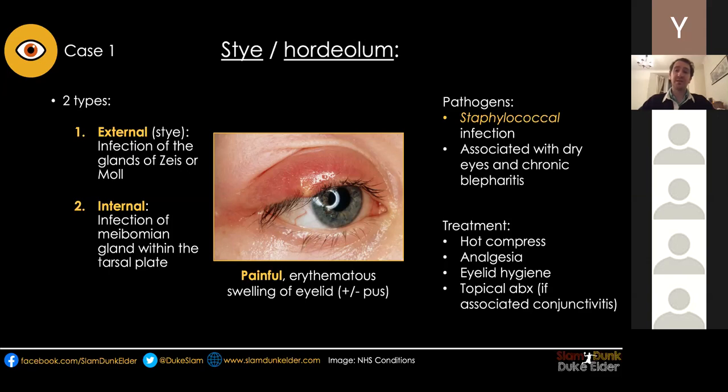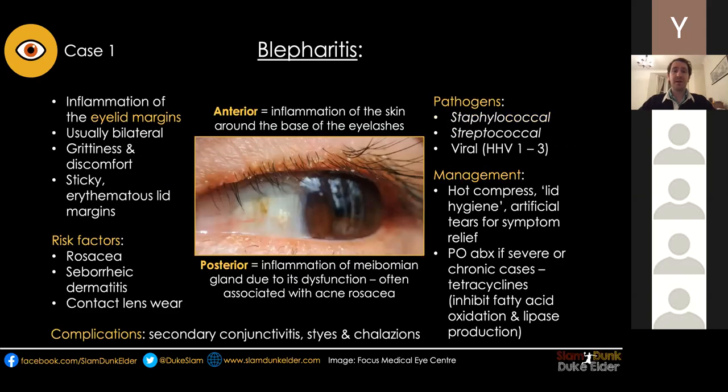This is commonly a staphylococcal infection, and it's common with dry eyes and blepharitis. So treatment is conservative: hot compress and analgesia, but if it's particularly bad and associated with conjunctivitis, that's when you'd give topical antibiotics. Okay, so these are very simple things to start with.